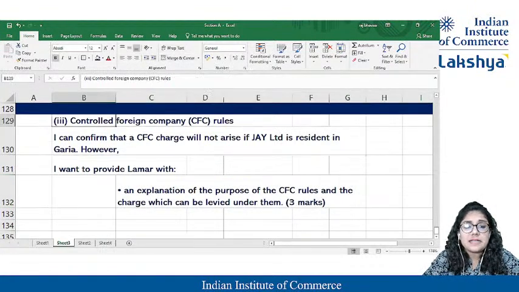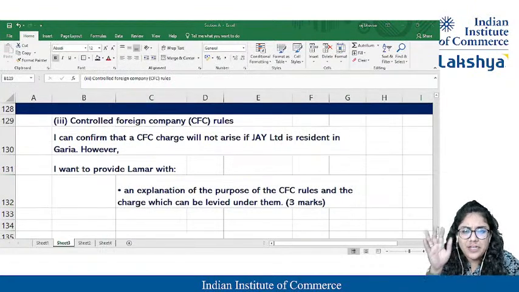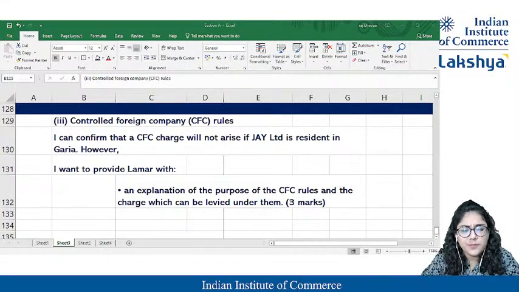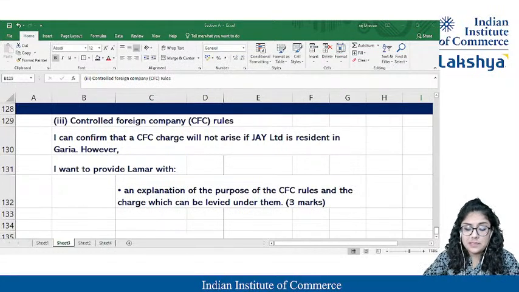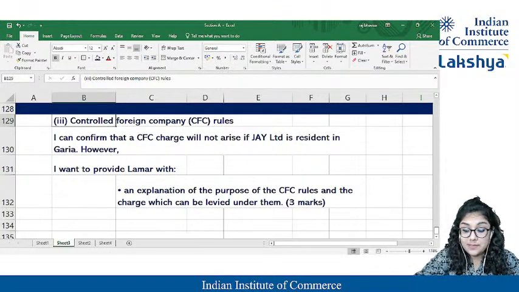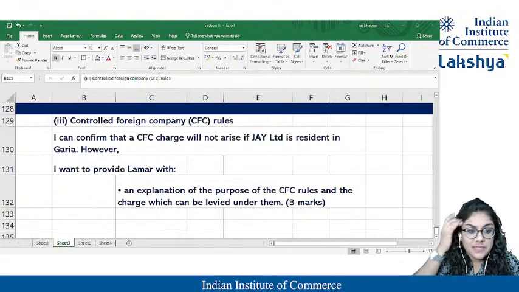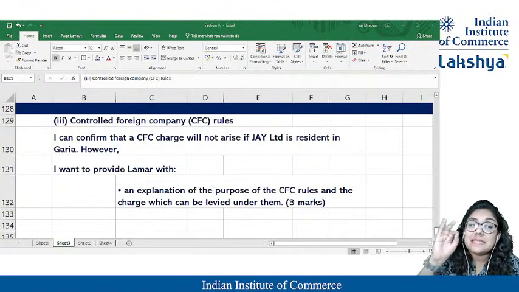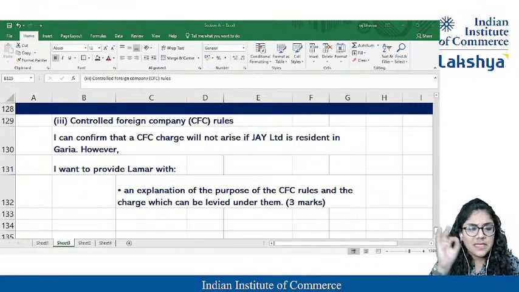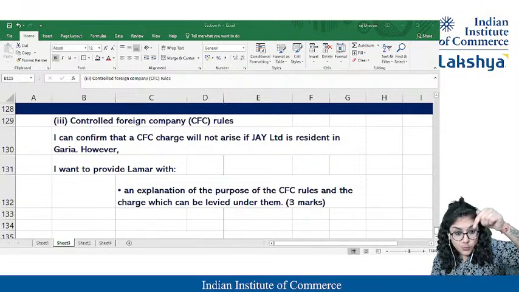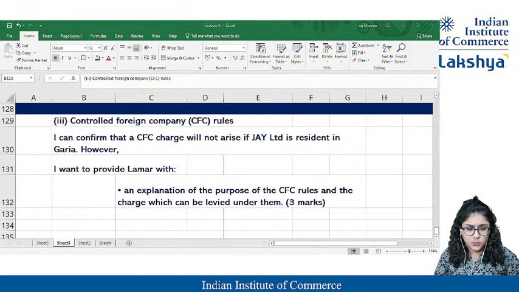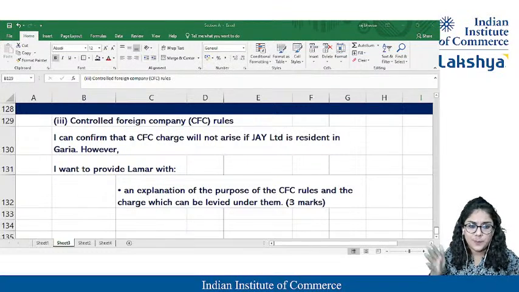Since you can read, controlled foreign company. What is a controlled foreign company? You know what is a controlled foreign company? Try to understand. If there is a non-UK resident company, means it is not a UK resident company, then it does not have to pay the taxes on overseas profits in UK. If it is a UK resident company, it has to pay the taxes to UK, or else it's not required to pay the taxes in UK. Yeah, that is something understood.